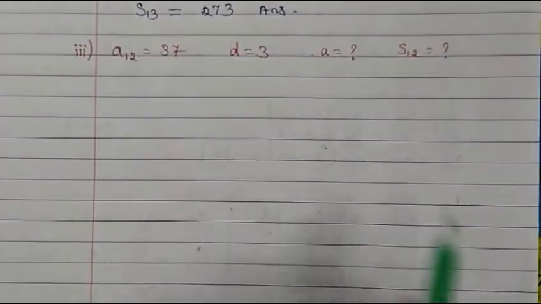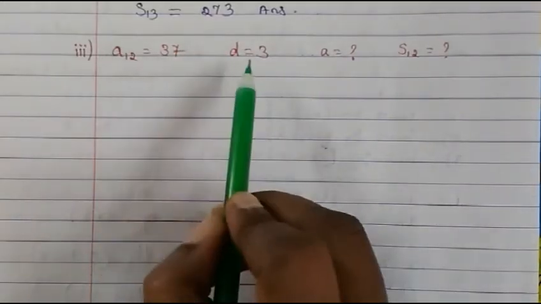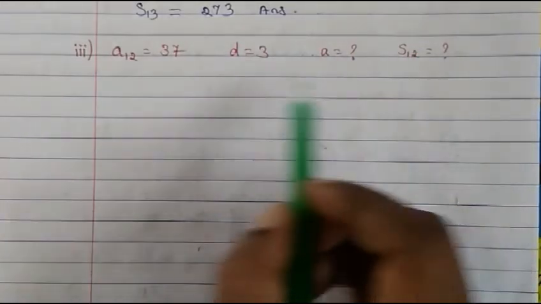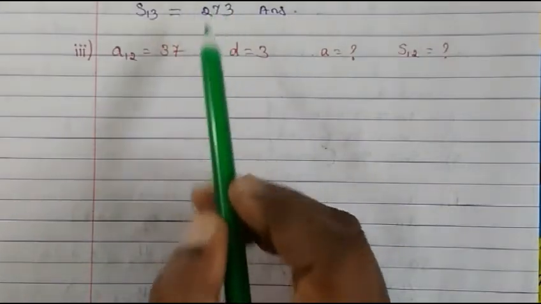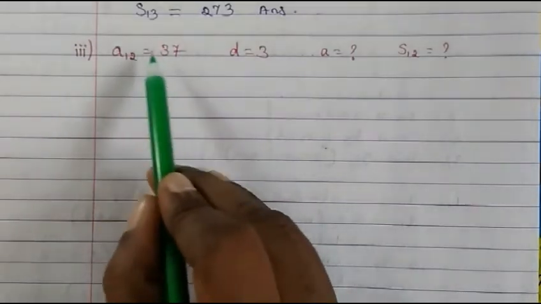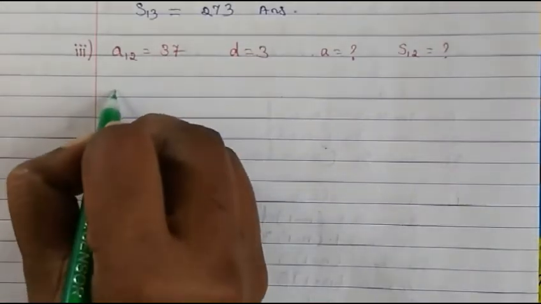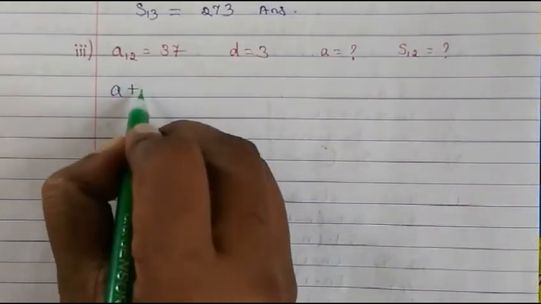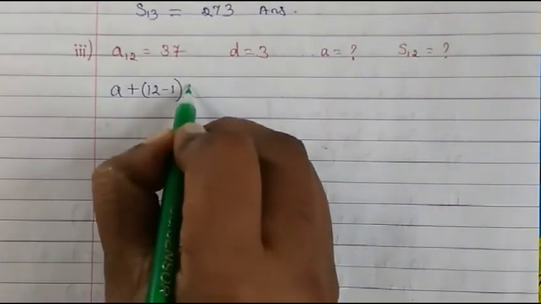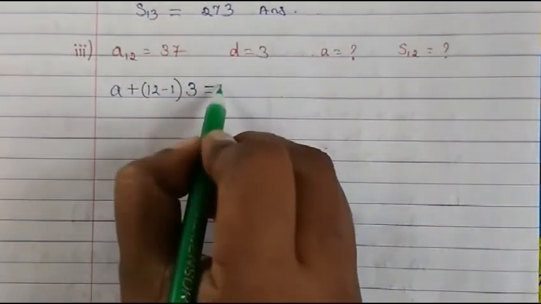In the third part here, A12 equals 37. That is, the 12th term is 37. d is given to us. We have to find a and then the sum of 12 terms. In the previous sum we found the d value; here we have to find the a value. In the same way, from the equation we will find the a value. This can be written as a plus (12 minus 1) and then the d value is 3, which is equal to this A12, equal to 37.